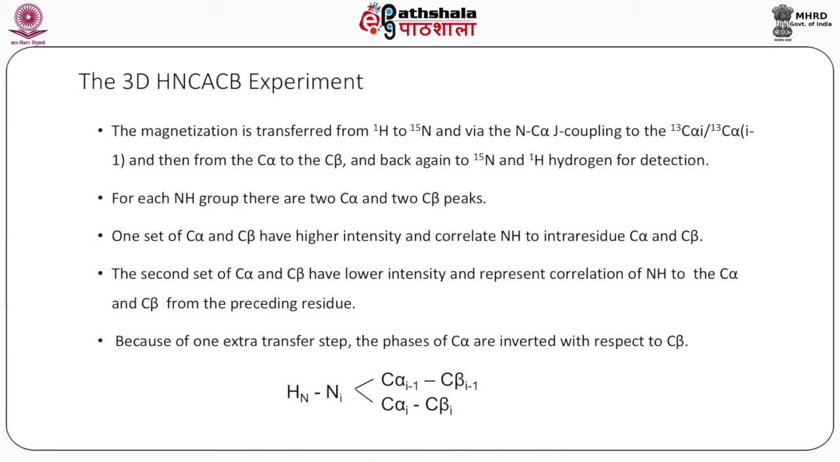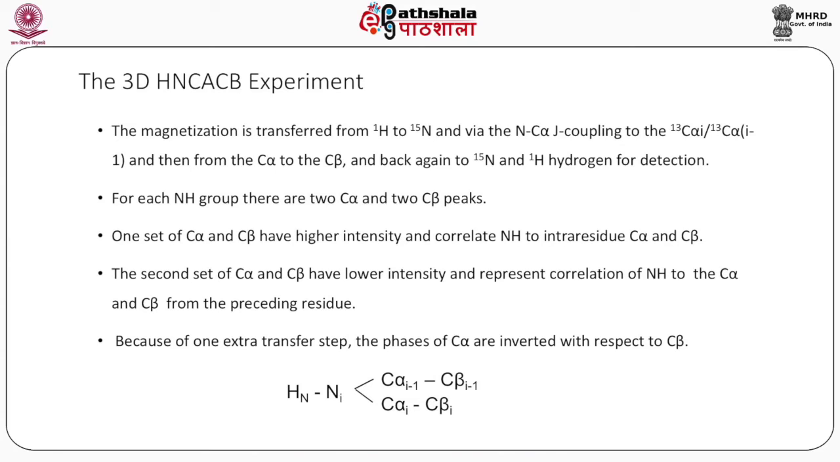The 3D HNCA-CB experiment. The magnetization is transferred from proton to N15 and via the N-C alpha J coupling to the C13 alpha i and C13 alpha i minus 1, and then from C alpha to the C beta, also C alpha i minus 1 to C beta i minus 1, and back again from the C betas to C alphas, to N15, and from N15 to hydrogen for detection.